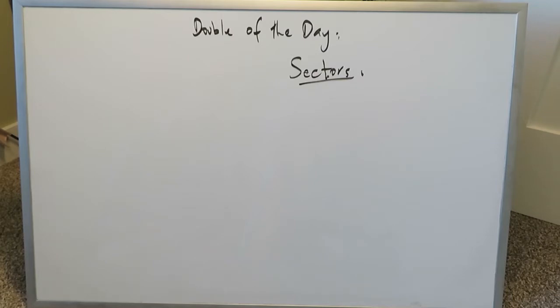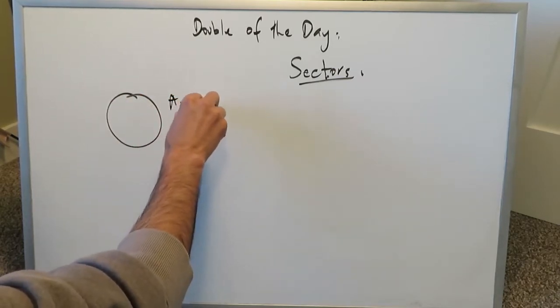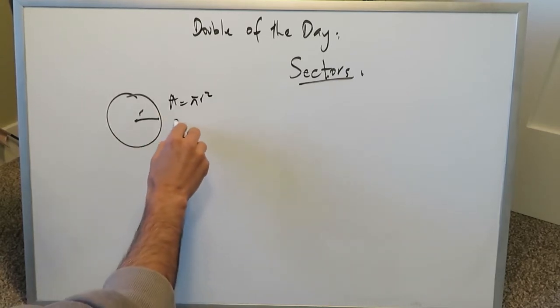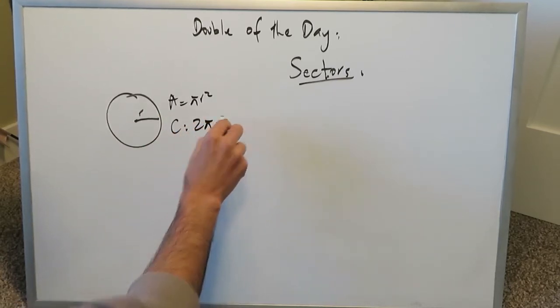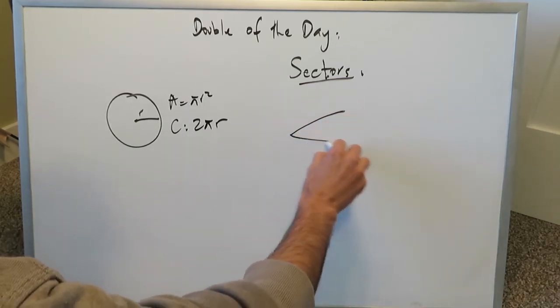Perhaps not so easy, but I hope it will be easy. This video is on sectors. If you start with a circle, the area is always pi r squared. You have a radius always emanating from the center, and the circumference of the circle is always 2 pi r. The only difference between a circle and a sector is that of a proportion and a fraction.